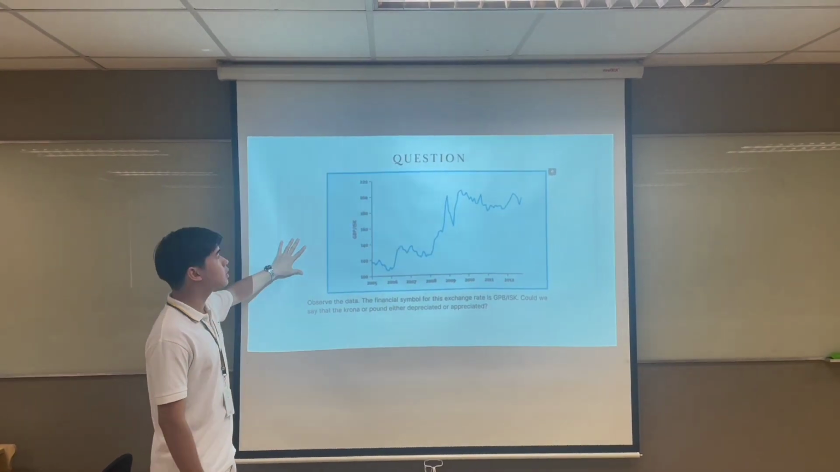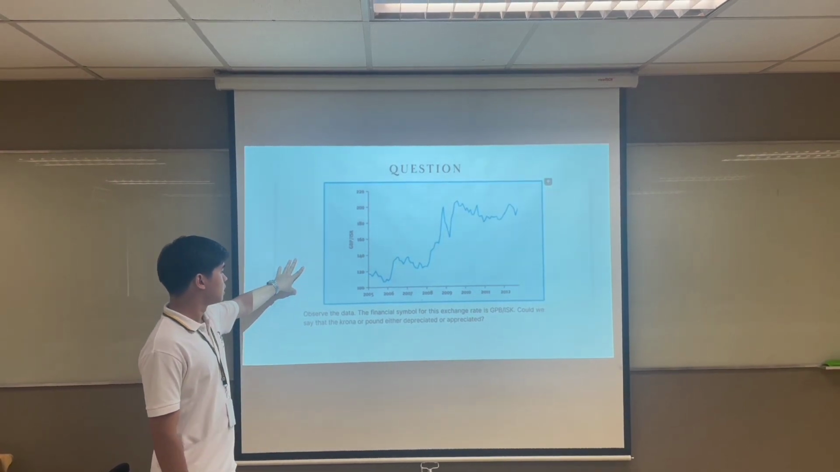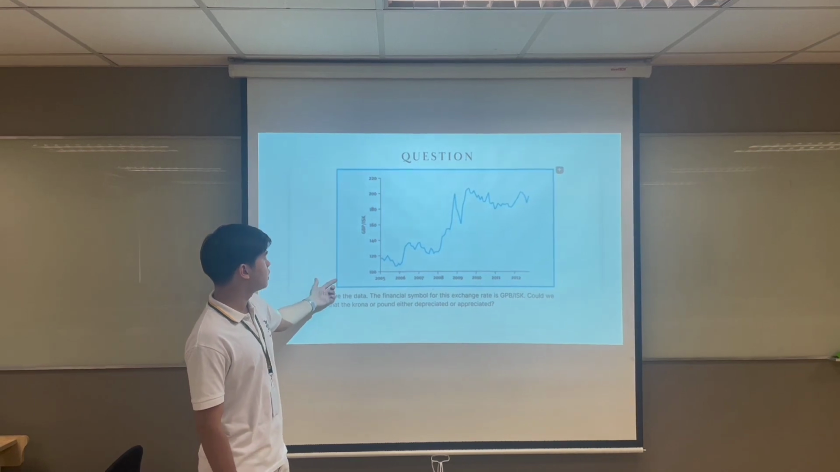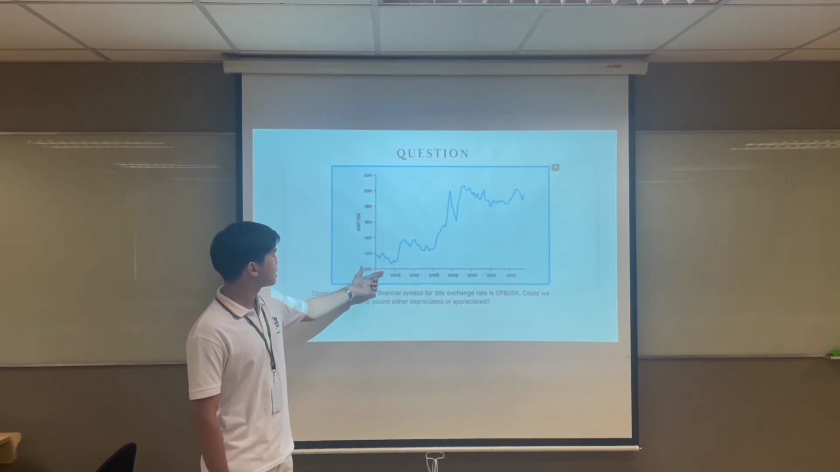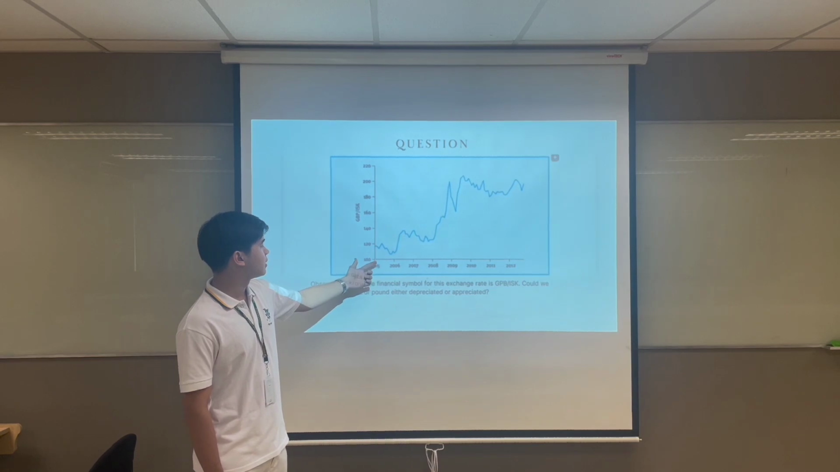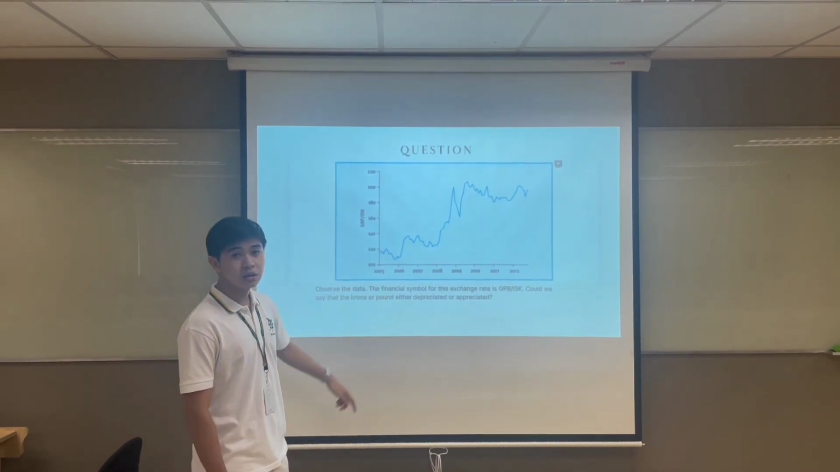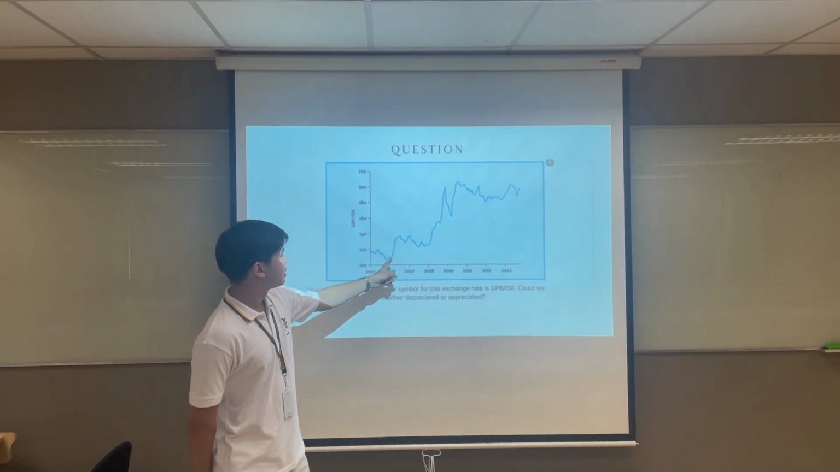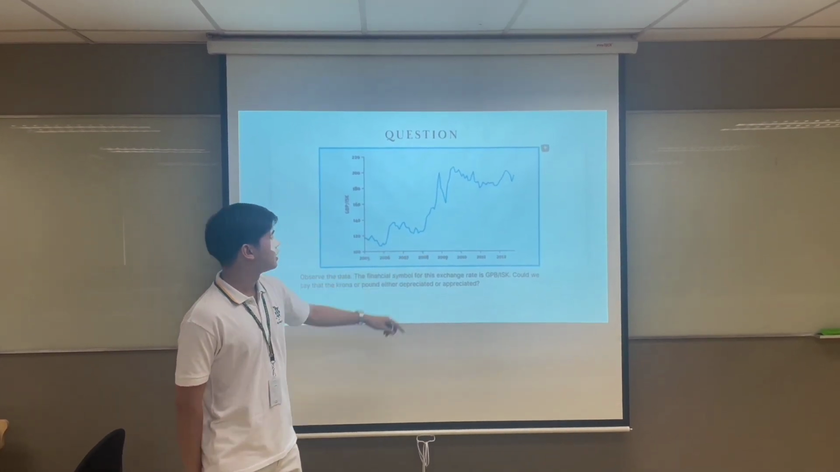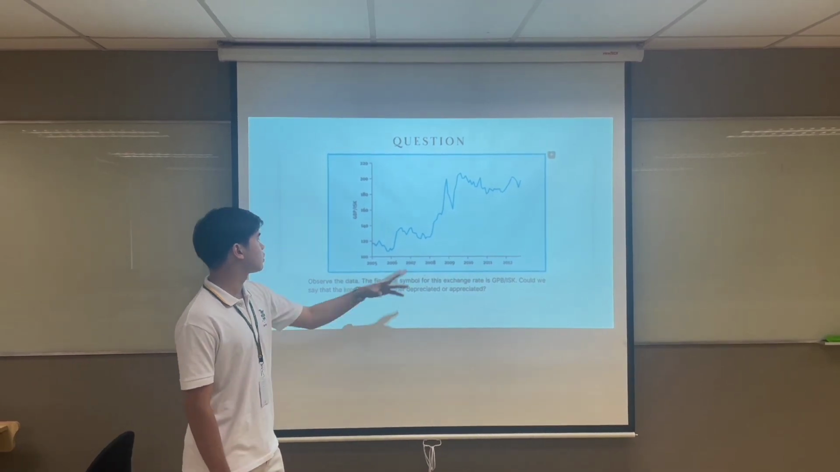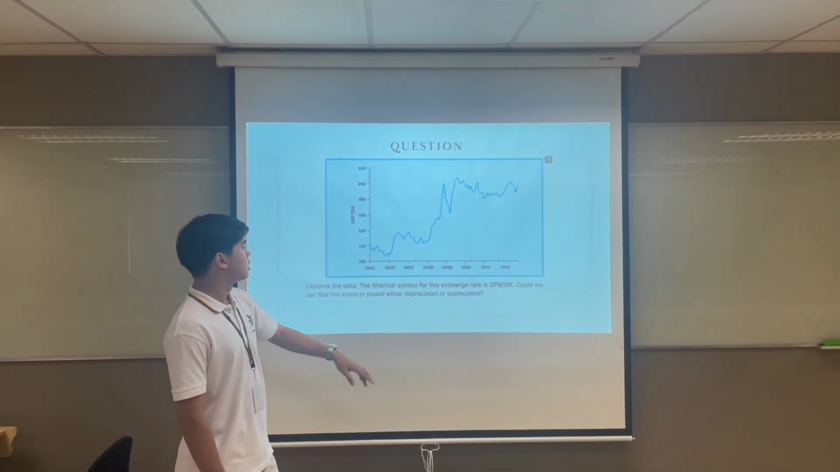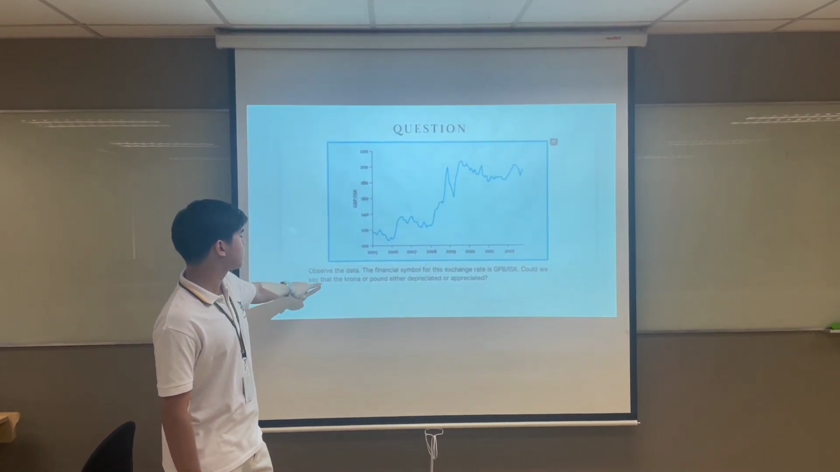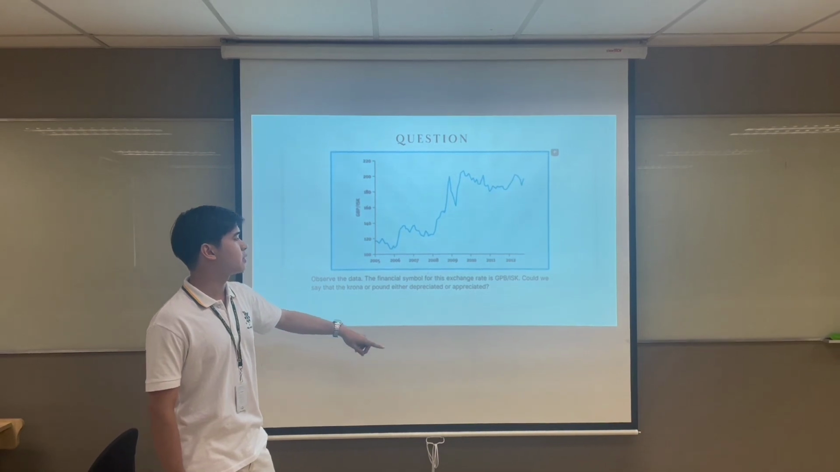For our group's question, you can see here that there's a graph in which in 2006 you'll see that the value of the krona, the value of pounds depreciated, and if you observe, it appreciated in the years forward. So if you observe this data, could we say that the krona or the pound either depreciated or appreciated through time?